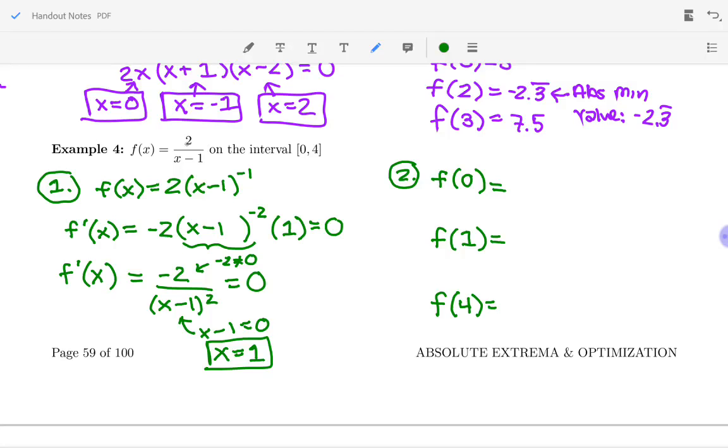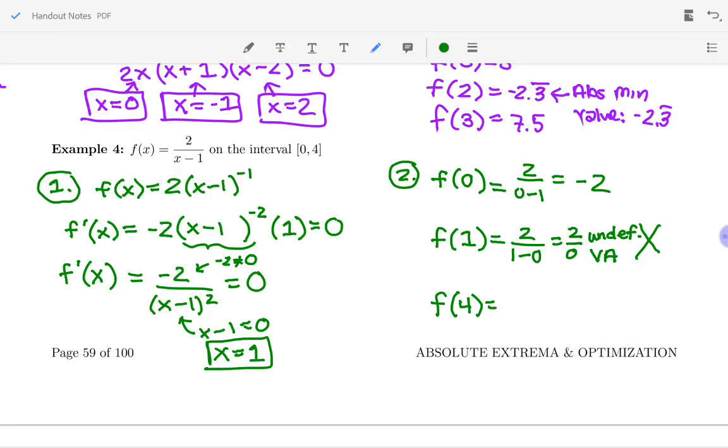So if we look at the original function, we're going to do 2 over 0 minus 1. So 2 divided by negative 1 is going to be negative 2. For the next one, we have 2 over 1 minus 1. We would get 2 over 0, which is undefined. That's a vertical asymptote. It is not going to give us an absolute max or absolute min. It's actually technically not even a critical number because it can't go into the original. So this is definitely not going to give us an absolute max or an absolute min.